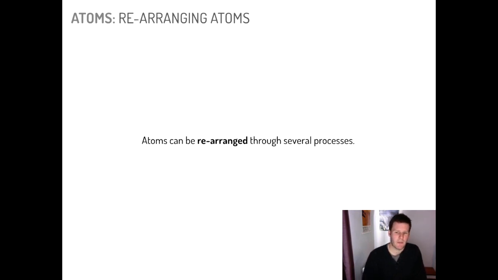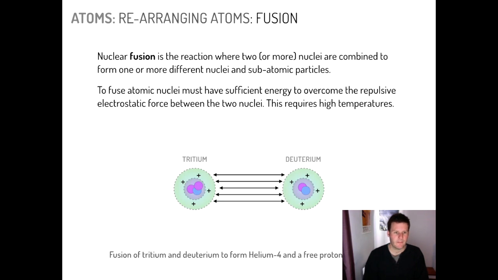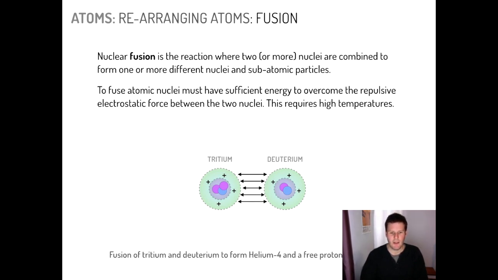Now, atoms can be rearranged through several processes. Although we like to think of atoms as being unmovable or unchangeable, this isn't really true. In fact, it's only by rearranging atoms that we're able to make the entire spectrum of the periodic table. So first of all, possibly the most important mechanism is nuclear fusion. This is the reaction where 2 or more nuclei combine to form 1 or more different nuclei and subatomic particles. Now, to actually fuse an atom together, we need to overcome the repulsive electrostatic force between the 2 nuclei. These 2 nuclei are positively charged, so they want to repel each other. In order to make them fuse, we require very, very high temperatures. And what you're seeing here is the fusion of tritium and deuterium coming together.